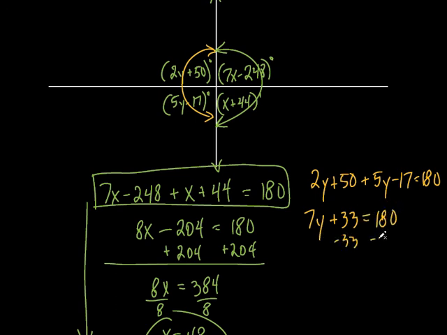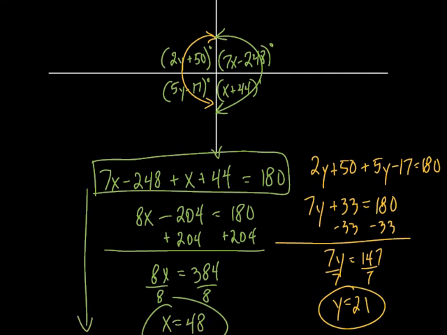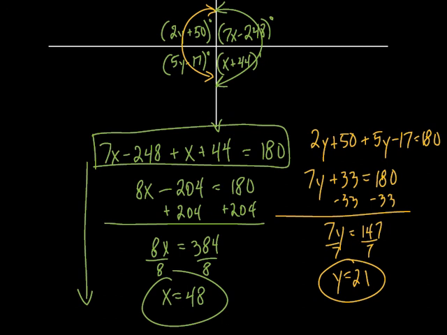Subtract 33 from both sides, and that's 7y equals 147. Divide by 7. I can do this in my head, right? 7 goes into 7 once and into 14 twice, so what? 21. There it is. So there's your y. That's all there is to it. It's just twice where you had to add them up and set them equal to 180.